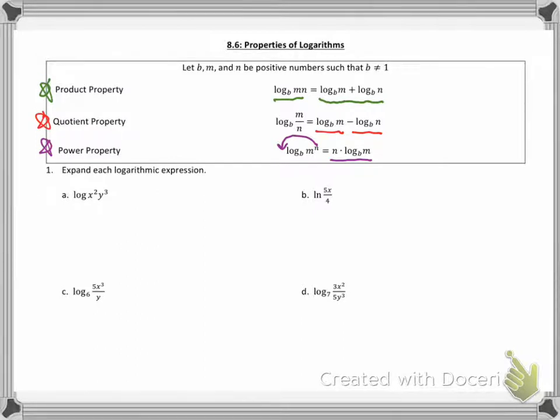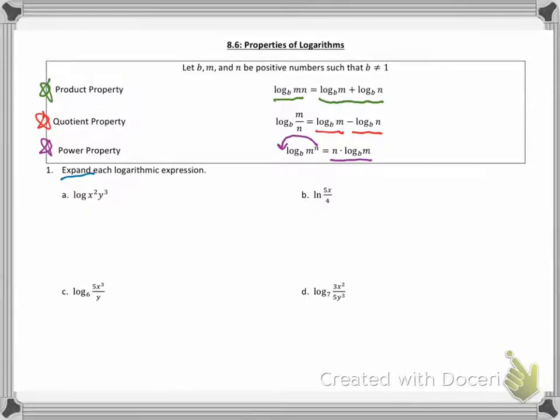So in number 1, specifically example A, we have log of x squared y cubed. So I notice 2 things in this problem. I see 2 different variable terms that are right next to each other, which means they're being multiplied. So we're going to have to deal with that. And I also see exponents, which means we're going to have to deal with those as well. So again, when we're doing an expansion it's going to mean we want as many logs as possible. So I want to break this apart as far as I can.